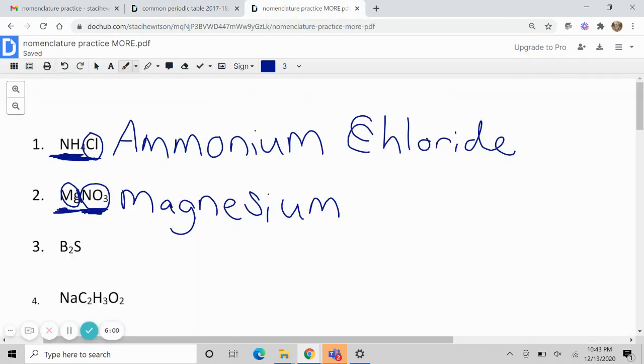Okay, so it's going to be magnesium, no Roman numeral, and then NO3 is called nitrate. You can find that on the back of page 12 of your notes. Nitrate.